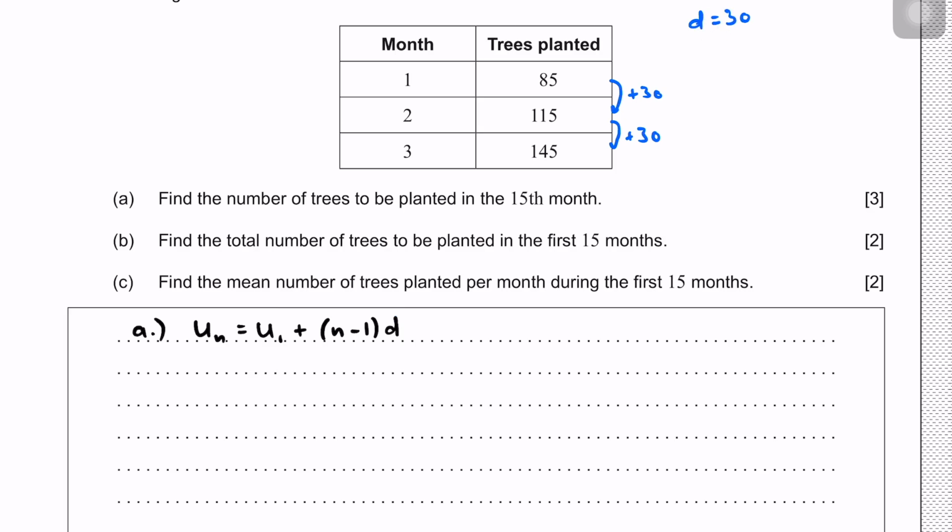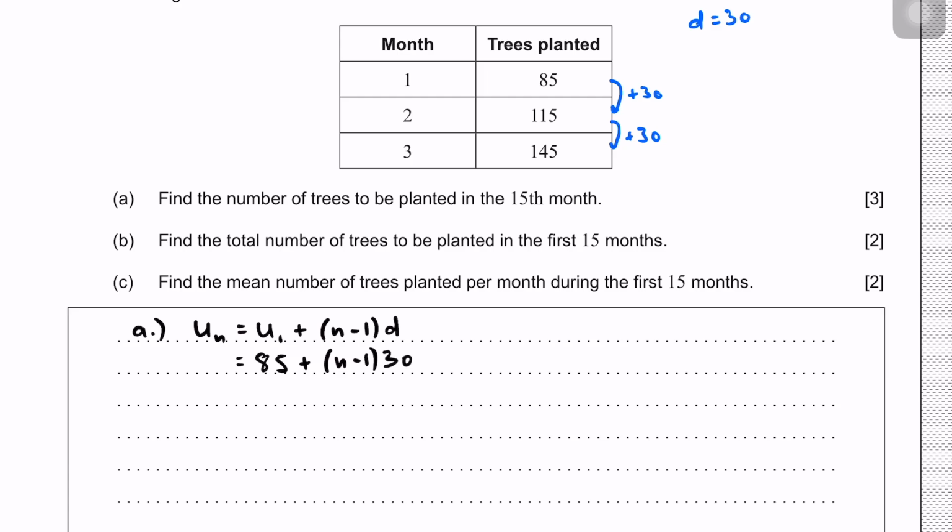So let's go ahead and substitute, and then we can write a formula. The idea is we can use that formula to find the value of the 15th month. So let's write this out. u1, the value of the first term, is equal to 85. n minus 1, where n is just a term number, it's interchangeable. We put it in when we want to find the output of some input, and our input is n. The common difference is 30.